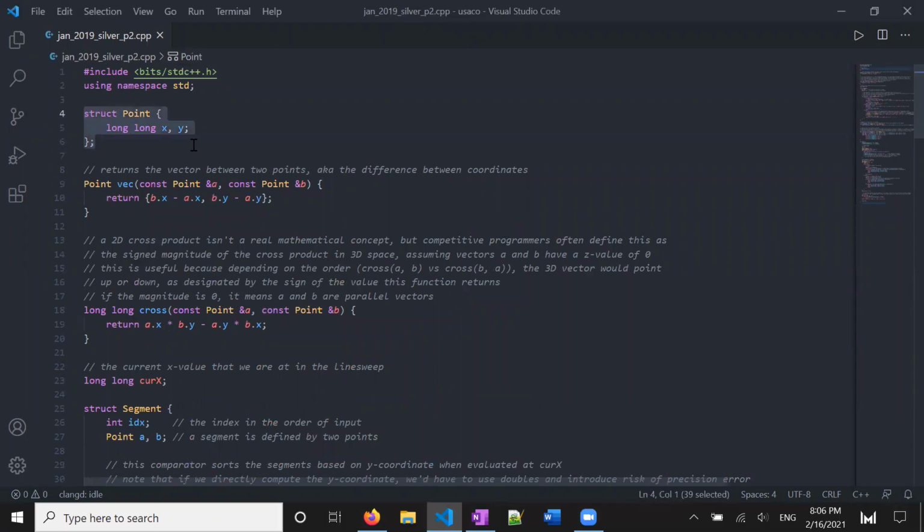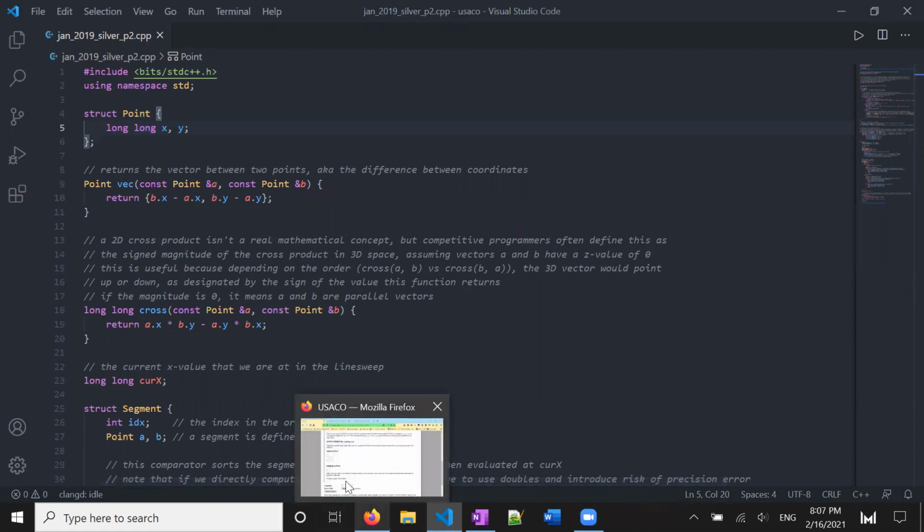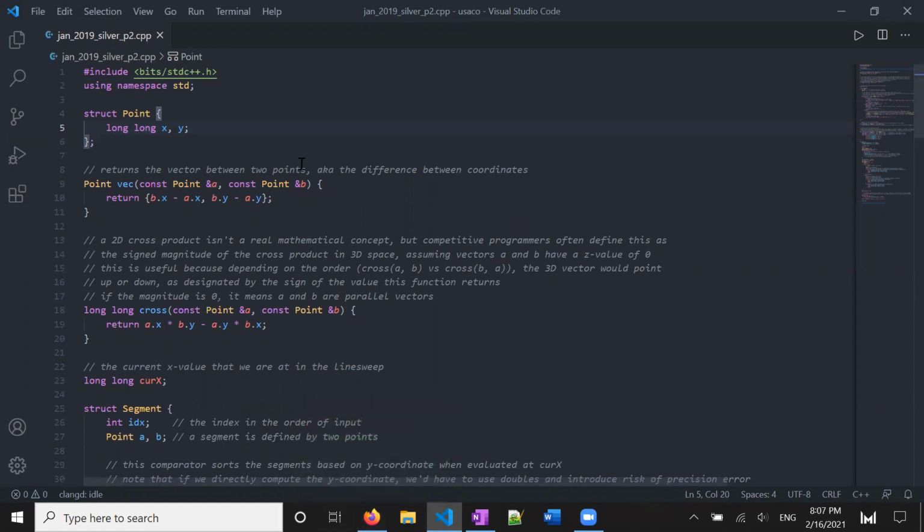So first I define a struct for a point. A point is simply defined as an X and a Y. That's pretty easy. And I'm using a long simply because the values get pretty huge in this problem. They're already up to 10 to the 9 when you input them, and when you do multiplication with them, they can overflow 32-bit integers. So I use 64-bit integers by default. So we have point.